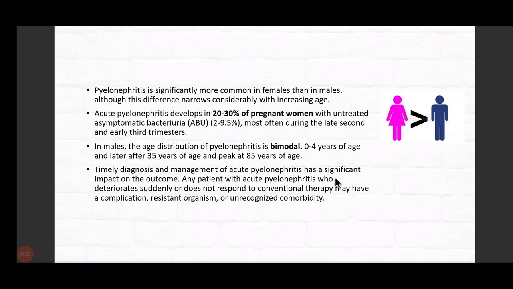Any patient who has this kind of infection and is not responding or deteriorates suddenly, that means it is already a complicated one, or we are dealing with a resistant organism.